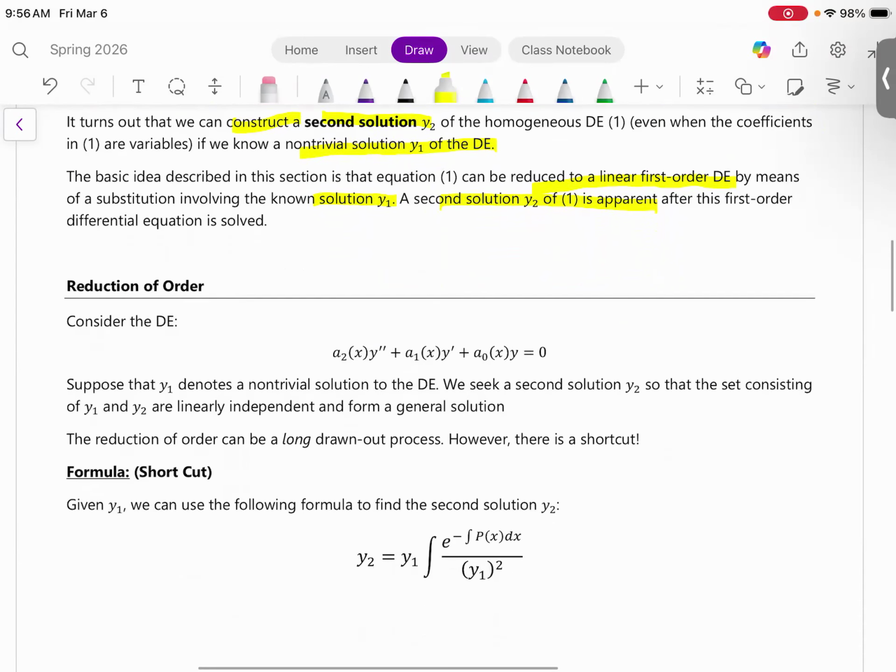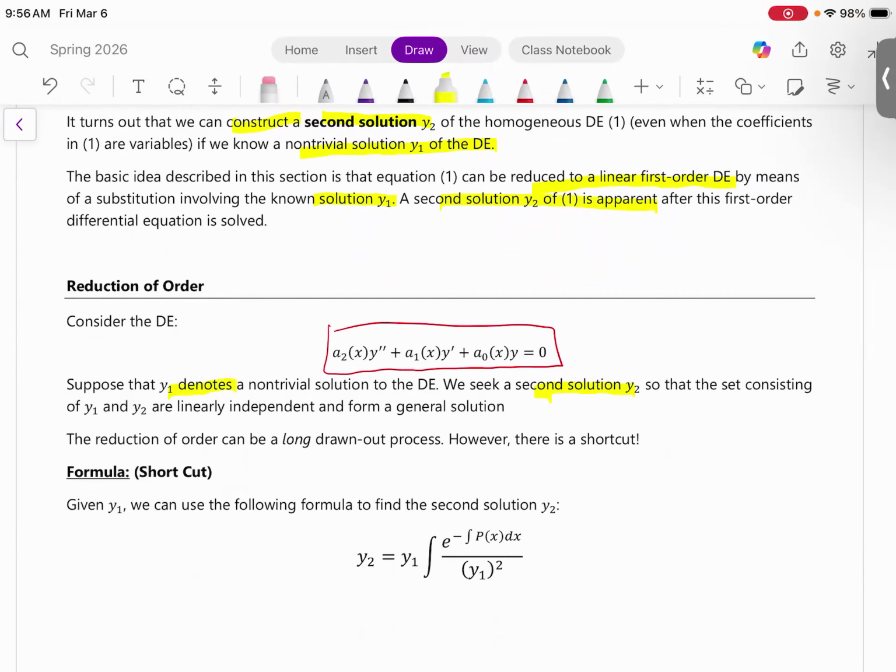So we're given our general second order linear homogeneous differential equation. We know what y1 is, we know that solution, and we seek a second solution, y2, to fill out our general solution to this DE. And that's where reduction of order can help us get y2, that second solution.